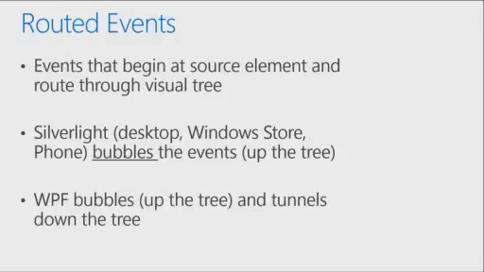Now we have two types of routed events. When it comes to the XAML platform, we talk about tunneling and bubbling. Silverlight and Windows Store desktop are going to bubble, which means the events are going to go up the tree, from where they happen all the way up the tree until somebody handles them. You'll see the demo in a minute. In WPF, they also do tunneling. Yeah. So you go up and then down.